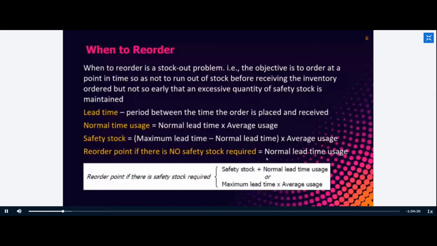So when to order? Remember, there are two questions in inventory management: how much to order and when to order. How much to order is answered by the EOQ formula, which we just discussed. And when to order is a stock out problem. The objective is to order at a point in time so as not to run out of stock before receiving the inventory ordered, but not so early that an excessive quantity of safety stock is maintained.